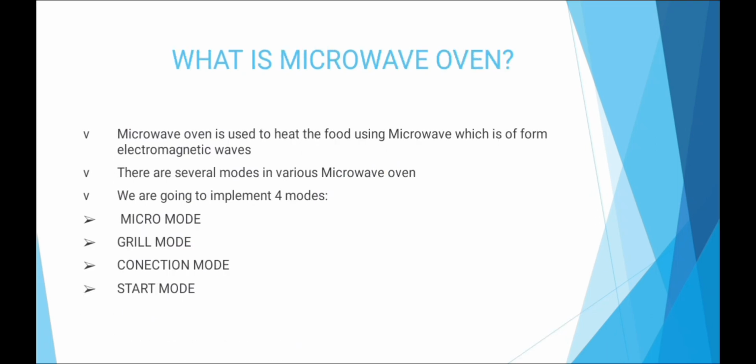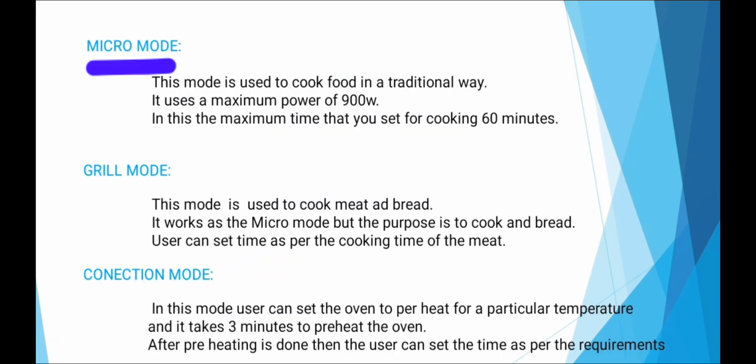What is a microwave oven? A microwave oven is used to heat food using microwaves, which are a form of electromagnetic waves. There are several modes in various microwave ovens. We are going to implement 4 modes: micro mode, grill mode, convection mode, start mode. Micro mode. This mode is used to cook food in a traditional way. It uses a maximum power of 900 watt. The maximum time that can be set for cooking is 60 minutes.